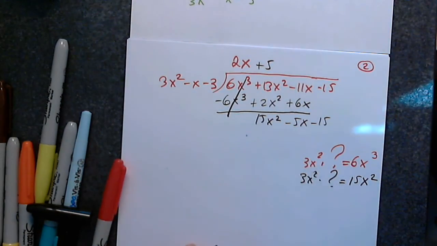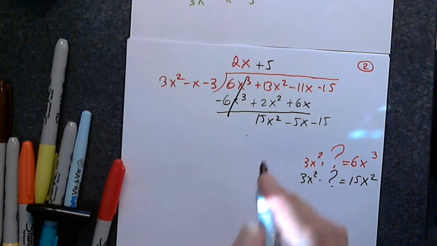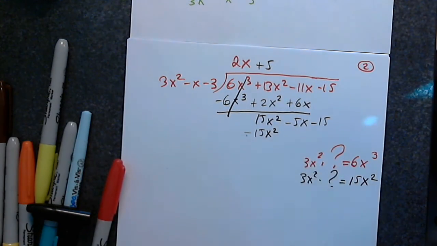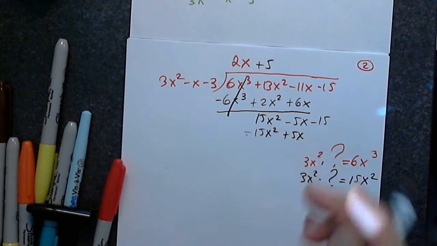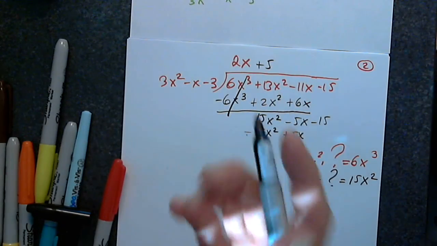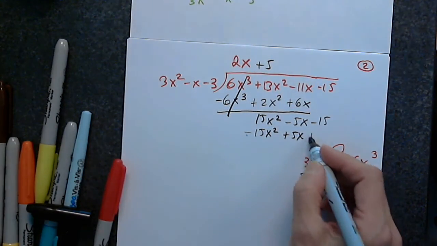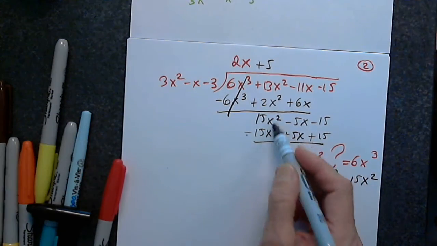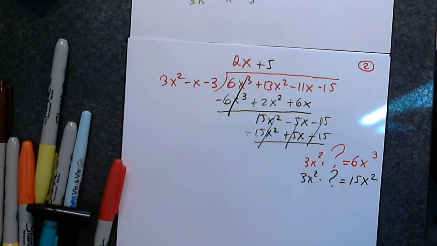Yes, the top is the true sign. 5 times 3x squared is 15x squared, but we have to subtract. 5 times negative x is negative 5x, but I have to subtract. And 5 times negative 3 is negative 15, but I have to change the sign. It happens that there is no remainder.